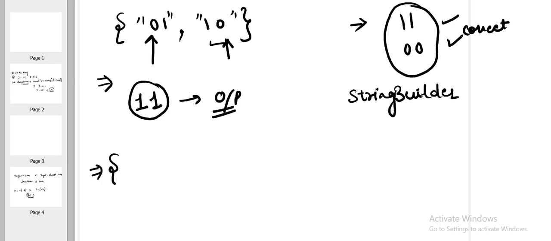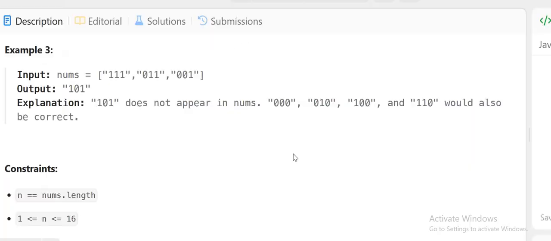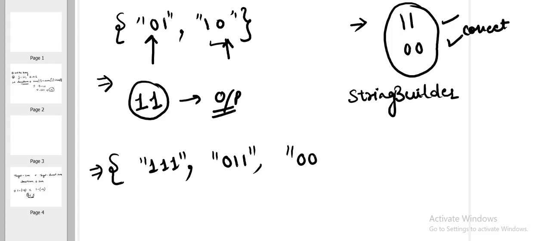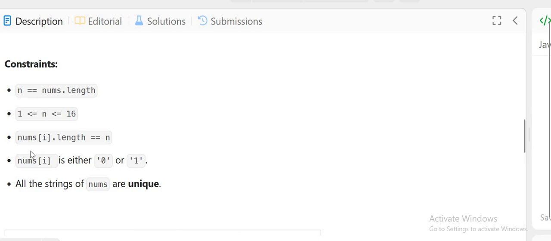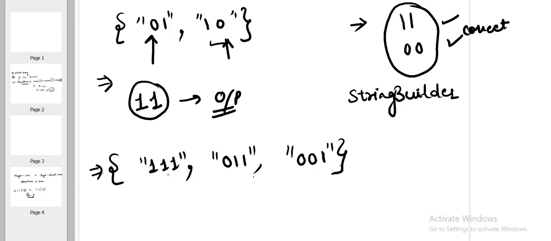Right? Let's take one more example. So we'll take this example. It has inputs 111, 011, 001. The important thing to note here is that we have one restriction: nums[i].length is equal to n. That means if we have 3 strings, the length is 3, then each element is also going to be of length 3. That's why this logic is working fine.